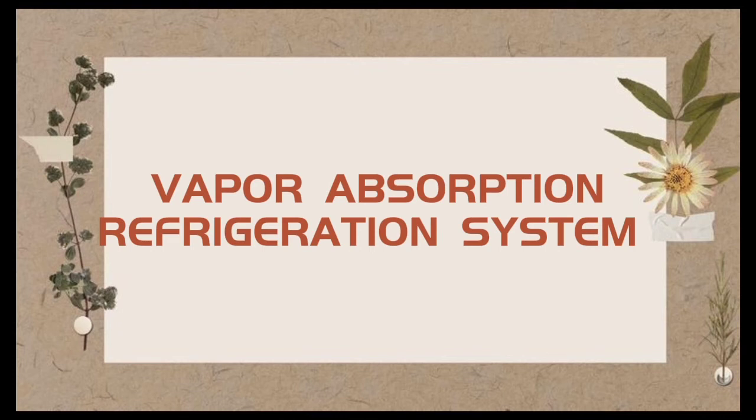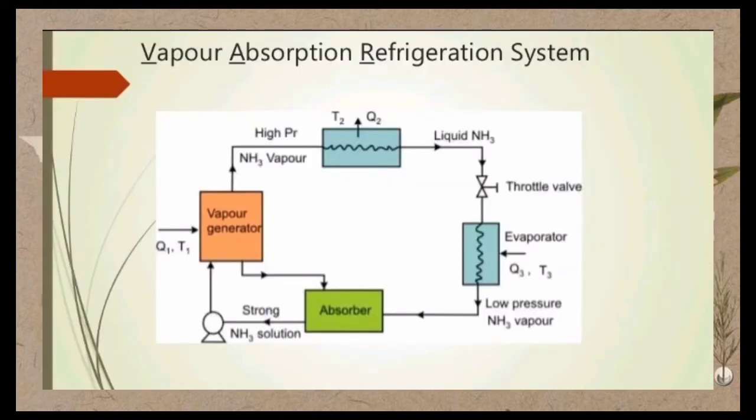So let's talk about the vapor absorption refrigeration system. It uses a heat source such as solar energy, fossil fuel flame, or waste heat from factories to provide the energy needed for the cooling processes. In VAR system, the compressor is replaced by an absorber and generator. Ammonia is a suitable refrigerant for VAR system. The main parts of the vapor absorption system are as follows: evaporator, condenser, generator, absorber, pump, and expansion device.